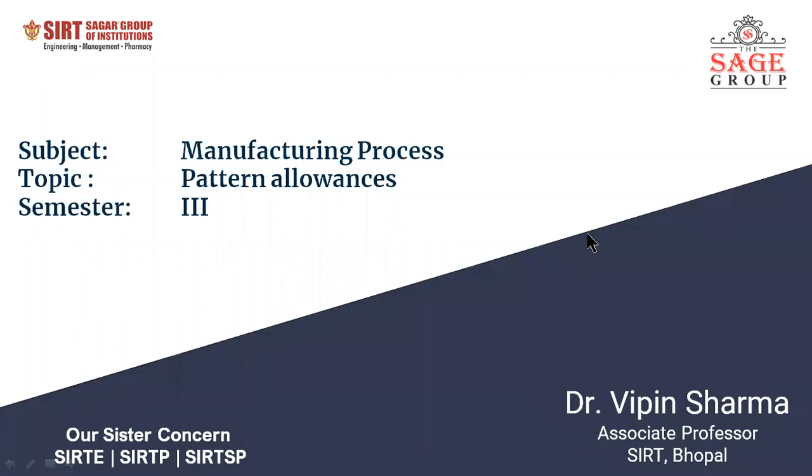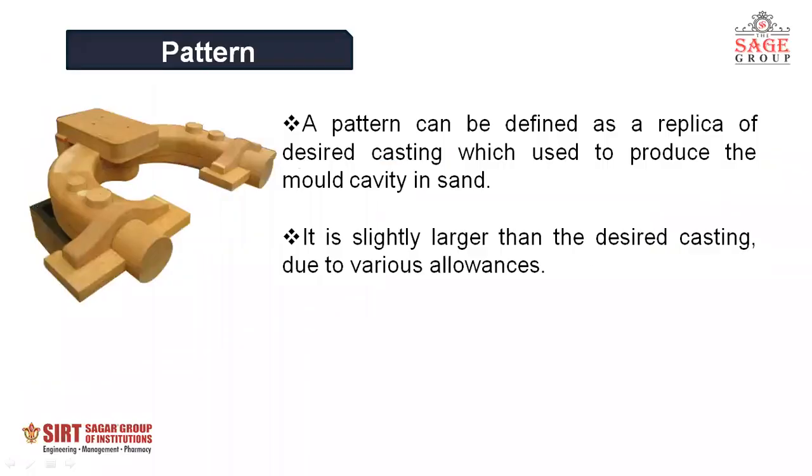So basically, patterns can be defined as a replica of the desired casting, which is used to produce the mold cavity in the sand. The patterns are slightly larger than the desired casting because of the incorporation of various allowances in it. So when we do sand casting, we need a pattern. A pattern is a model or replica of the casting to be made.